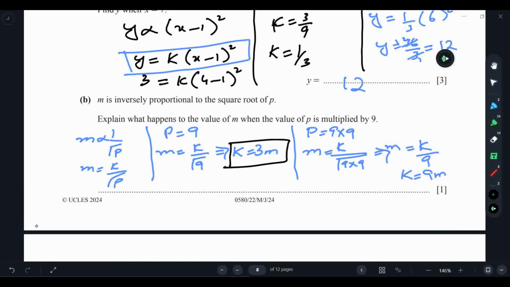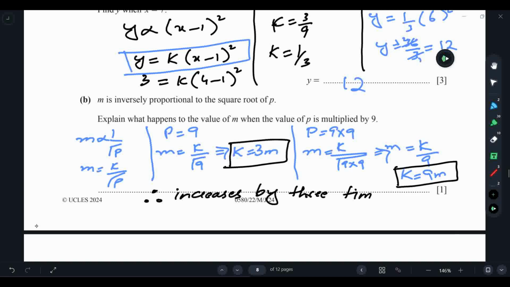For the normal value, k is equal to 3m. When it is multiplied by 9, this one is 9m. So basically, we can write that if we multiply it with 9, it will increase by 3 times. It will increase by 3 times, or you can write anything similar to this.